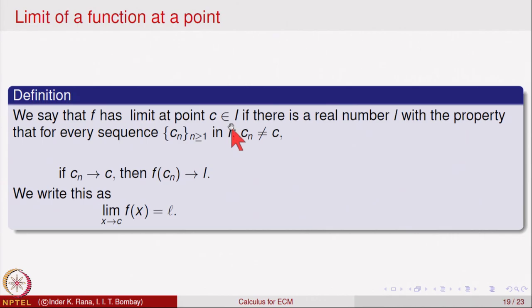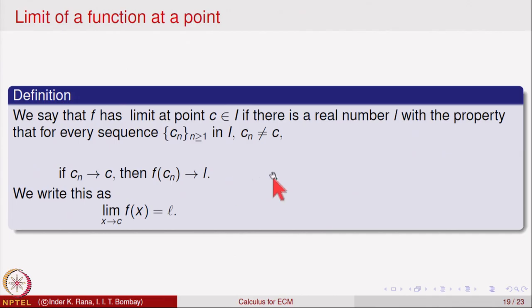So, probably one can write more precisely, given a function f from an interval I with real values, the limit of a function at a point c is a real number L, with the property that for every sequence c_n in the domain I, with c_n not equal to c, if c_n converges to c, then the image sequence should converge to the same value L.